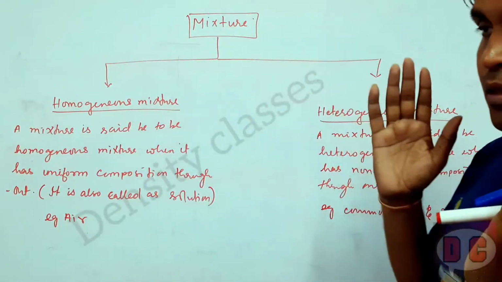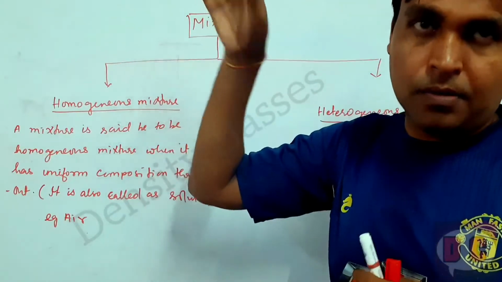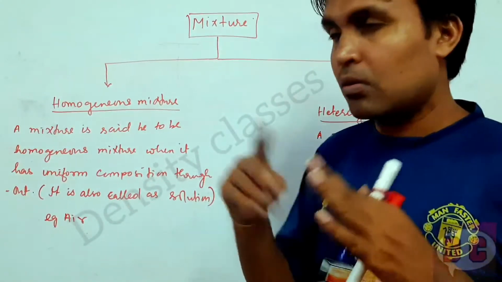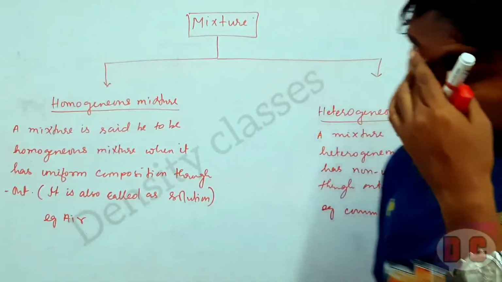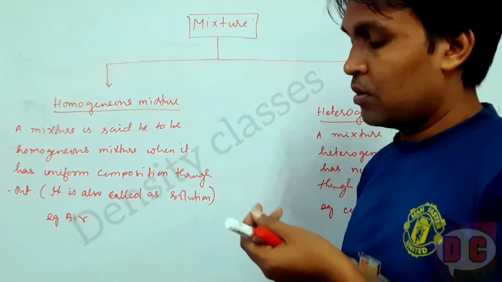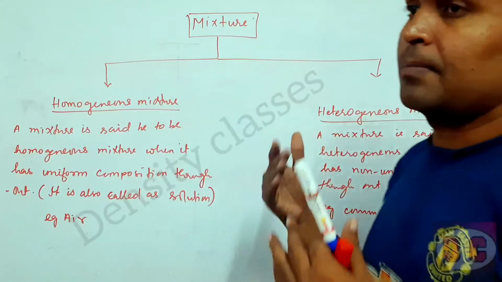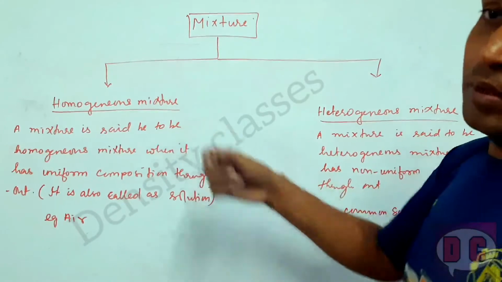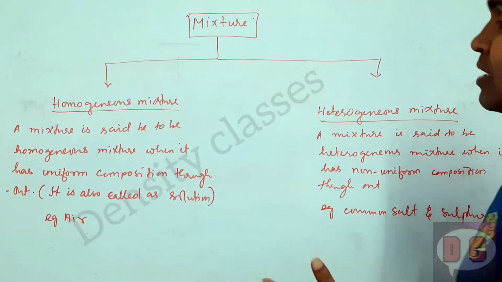Whatever composition of air is here, the same composition of air will be there in other places also. Everywhere the composition of air is the same. It contains nitrogen, oxygen, carbon dioxide. All those gases will be there everywhere, right? So air is an example of a homogeneous mixture, because the composition is the same everywhere. Got it? And it is non-separable; we cannot separate it.